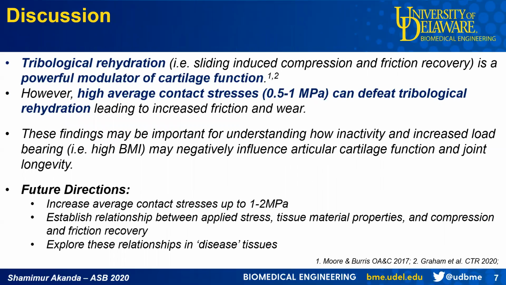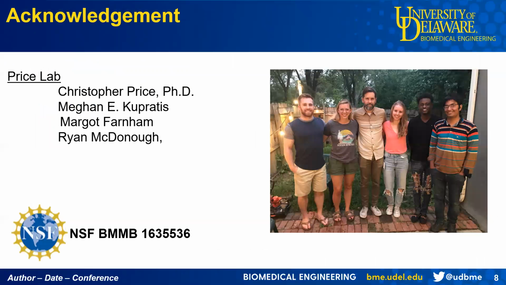So future directions include increasing average contact stress up to 1 to 2 megapascal, determining the relationship between applied stress, tissue material properties, and compression and friction recovery, and finally exploring these relationships in diseased tissues.